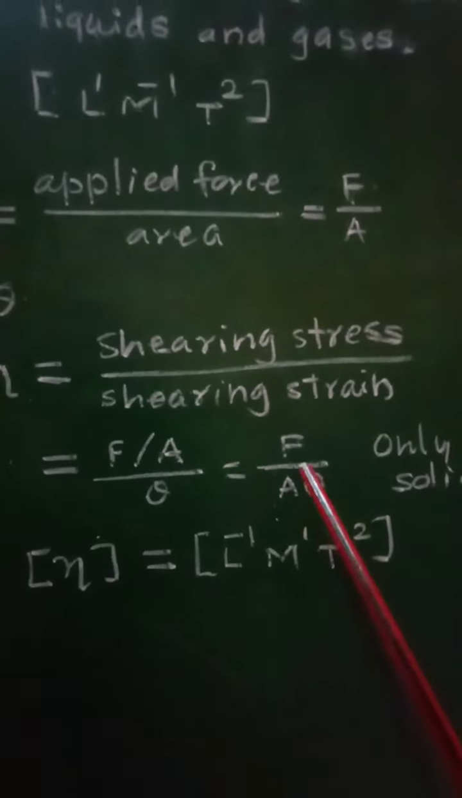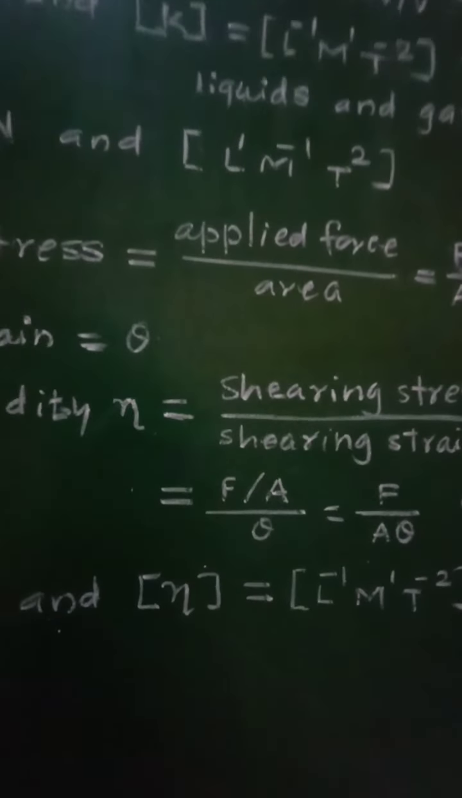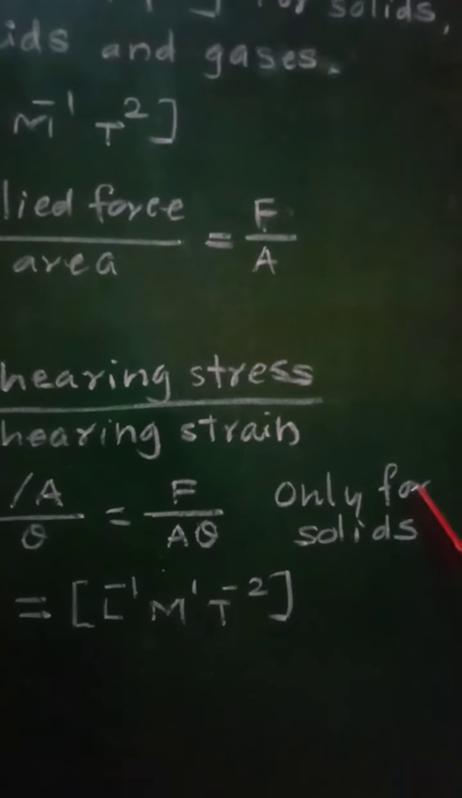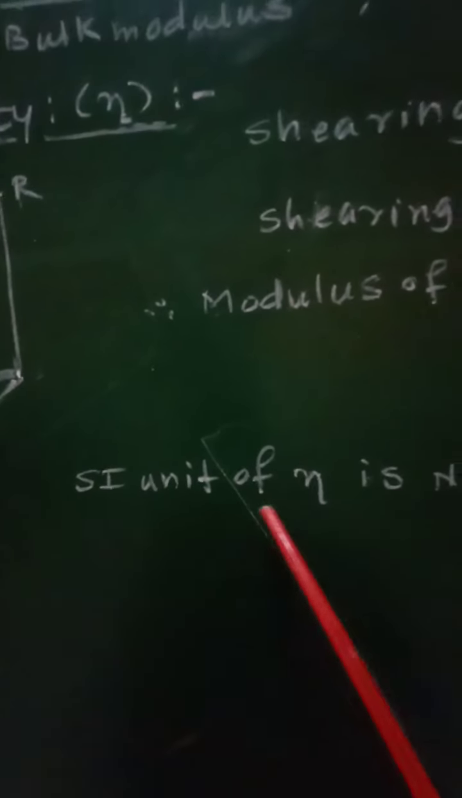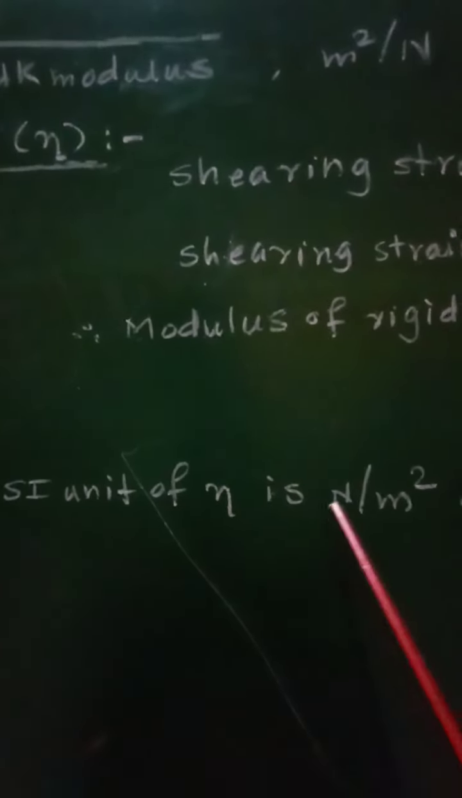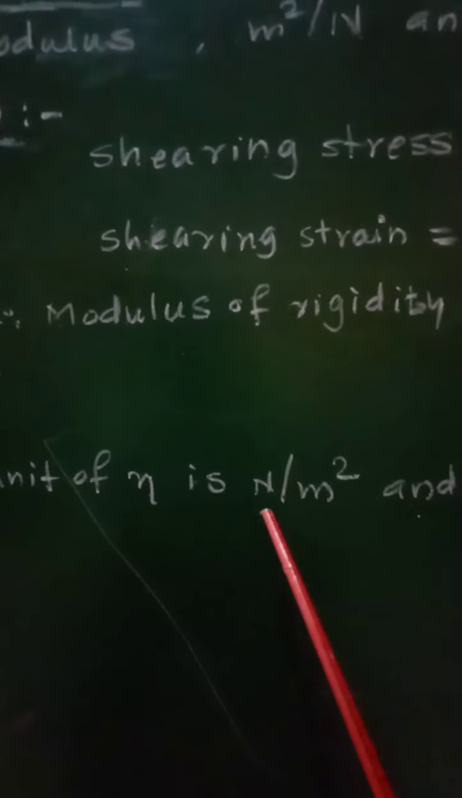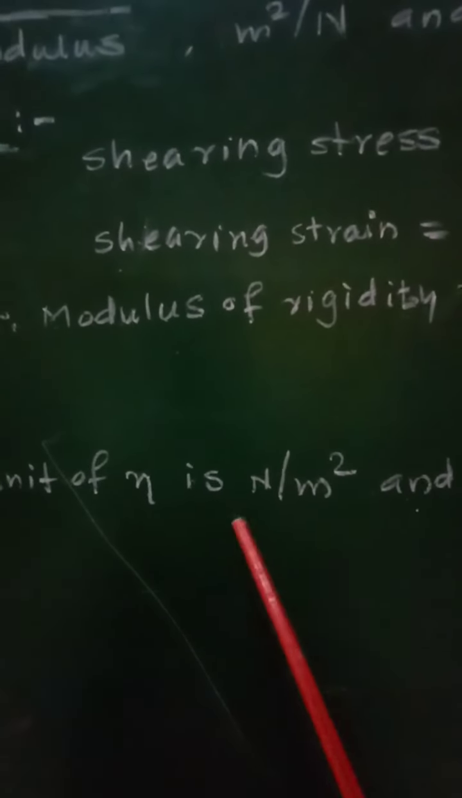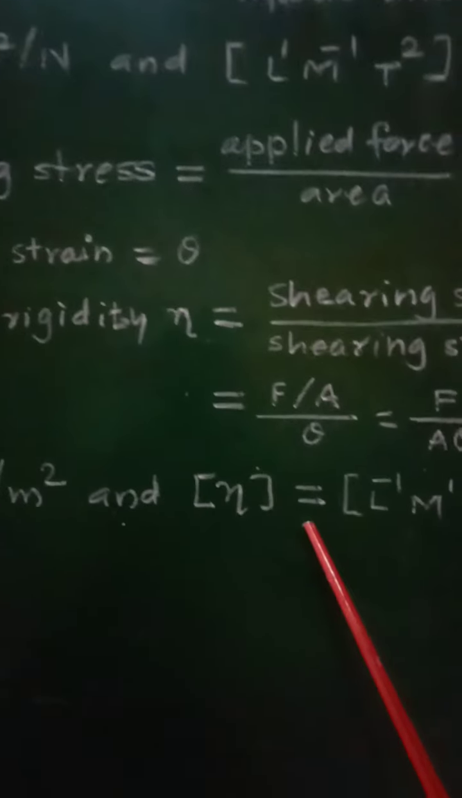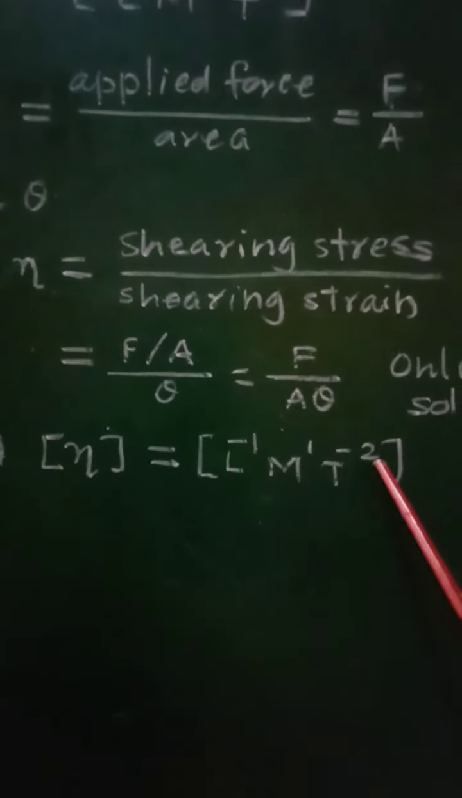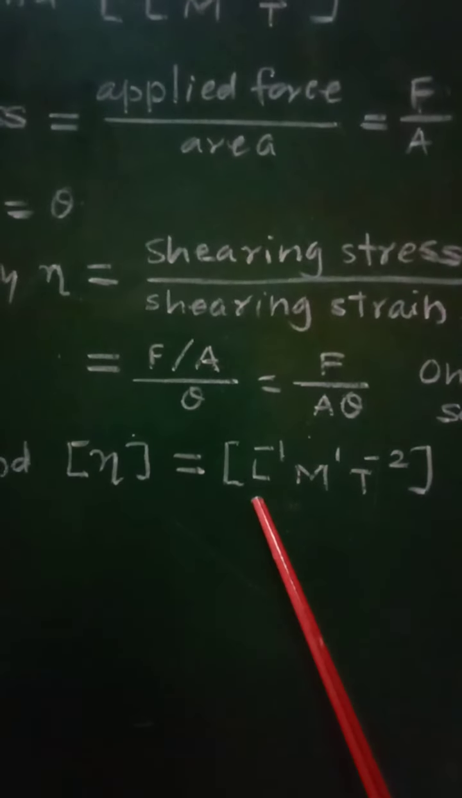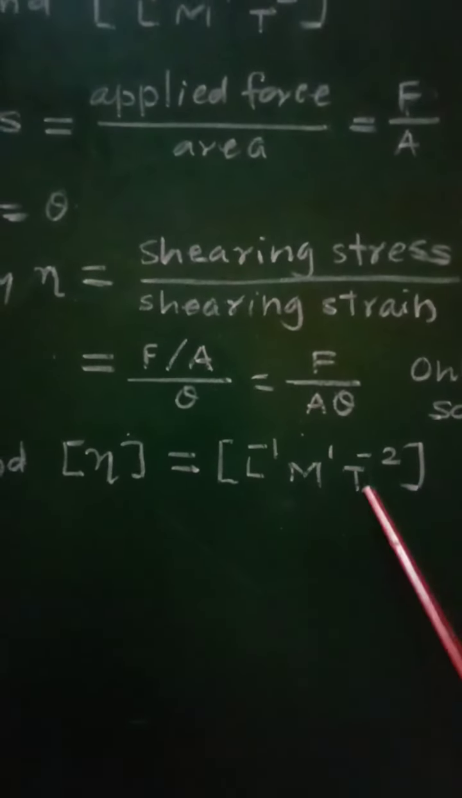In this case, shape is possessed only by solids, and therefore modulus of rigidity will be possessed only by solids. Again, the SI unit of modulus of rigidity is similar to that of Young's modulus, that is Newton per meter square, and its dimensions will be the same, that is -1 in length, 1 in mass, -2 in time.